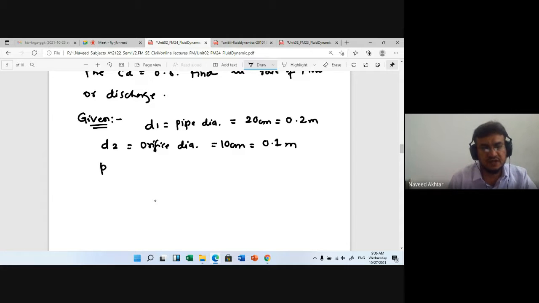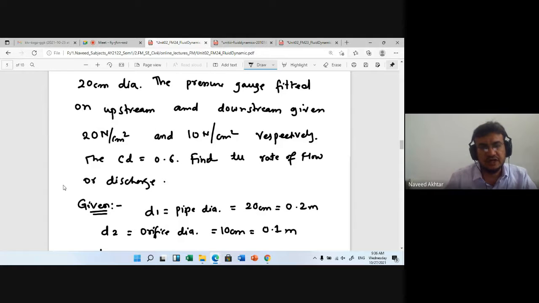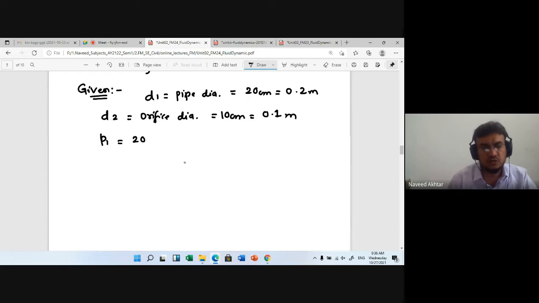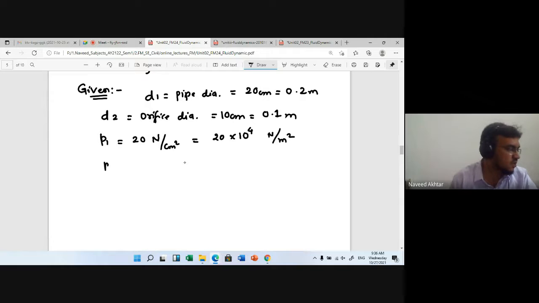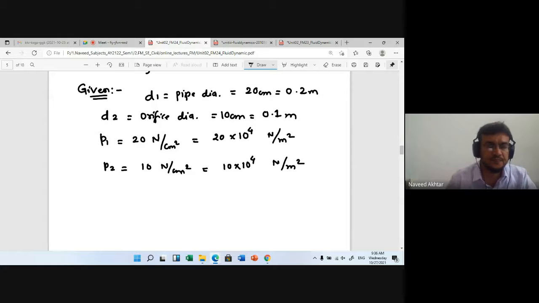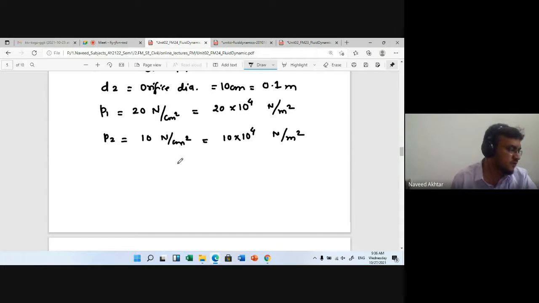And the pressure P1 is given 20 into 10 Newton per centimeter square. We convert into meter, so 20 into 10 raised to 4 Newton per meter square. Similarly, P2 is 10 Newton per centimeter square, so 10 into 10 raised to 4 Newton per meter square. All the things we are converting into meter.